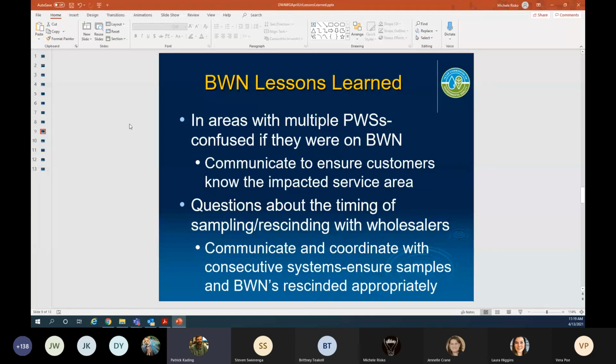One of the big ones is we got quite a few questions from customers who were confused about which water system they get water from. One example is a larger city that has multiple water systems serving customers, for example districts within city boundaries, and the district issued a boil water notice, but the city did not. There was some confusion about whether the rest of the city was on boil water notice or not. So one thing to take away from that is the need to be very clear about what area is affected and under boil water notice.